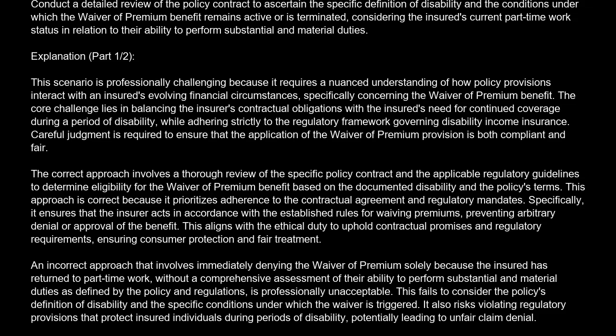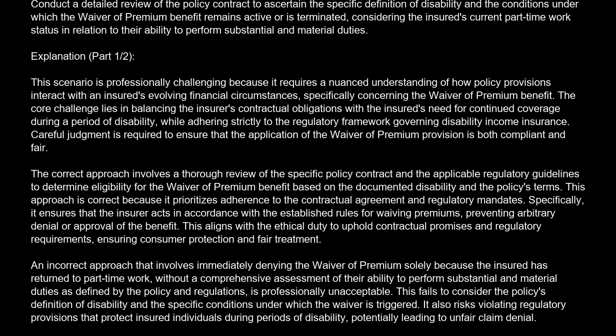The correct answer is D. Conduct a detailed review of the policy contract to ascertain the specific definition of disability and the conditions under which the waiver of premium benefit remains active or is terminated, considering the insured's current part-time work status in relation to their ability to perform substantial and material duties.